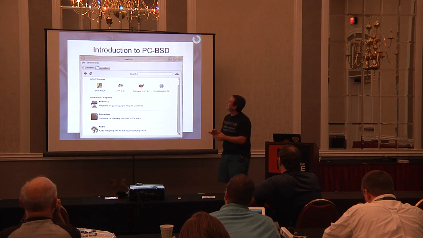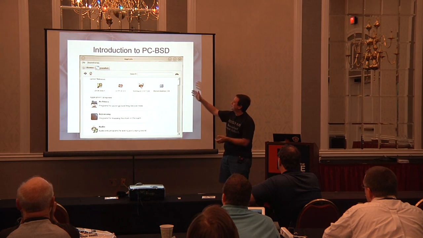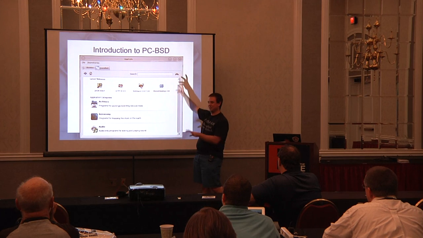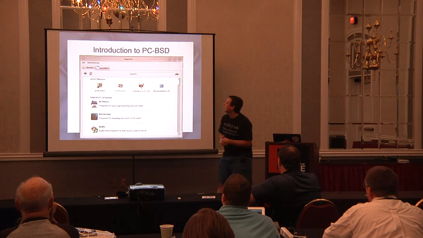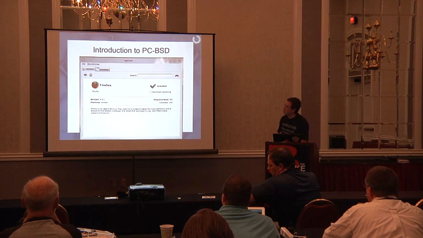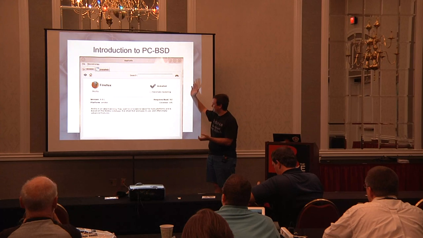But this is what it looks like on 9.0. Again, it's a browser with categories. Since the index file is stored on your hard drive, searching is instant. You can just type something in, and bam, it shows up. So it's really quick. You can just click on your category, your application, and it'll bring up details about it. This is what a typical one looks like. Firefox, it's installed, details about versions, et cetera.